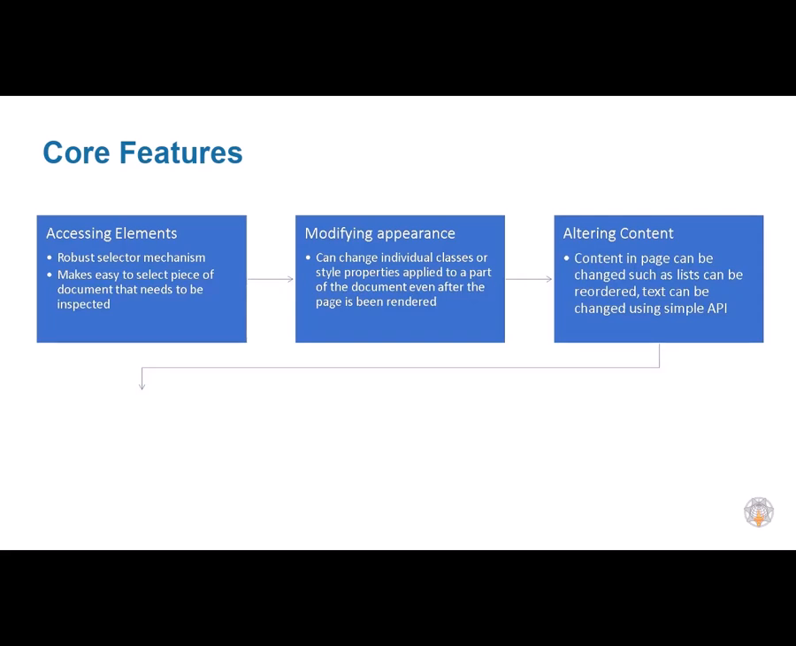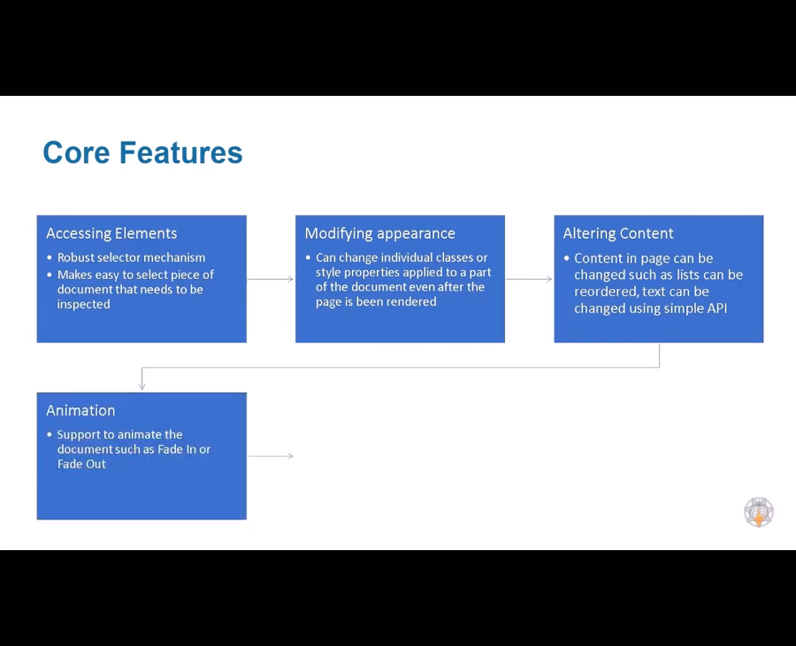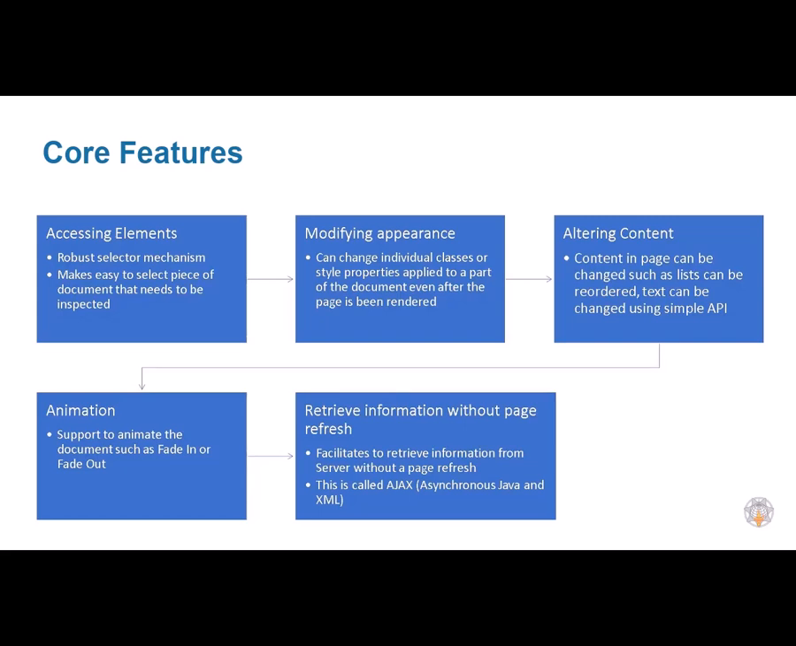With jQuery, altering content is easy. You can alter content such as list can be reordered, text can be changed using a simple API. jQuery supports lot of animated methods such as fade in and fade out. Retrieving information without page refresh is possible using jQuery. This is called Ajax. Ajax stands for Asynchronous Java and XML.